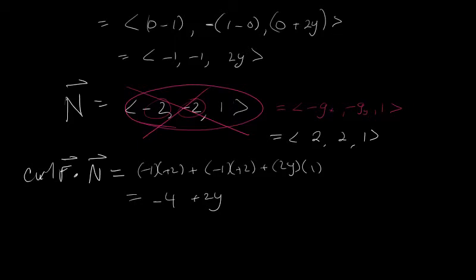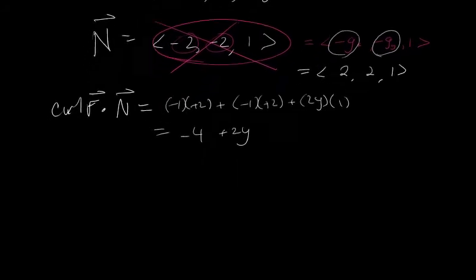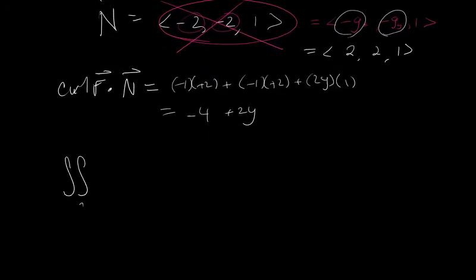So there's my curl dotted with the normal vector, negative 4 plus 2y. That's an easy mistake to make, especially when your partials are already negative. Our brains see that and think, oh, it's already negative, we don't have to worry about it, but we have to be very, very careful in our logical steps. Okay, so negative 4 plus 2y is our integrand. So setting up, what we have is the integral over S of negative 4 plus 2y dS.